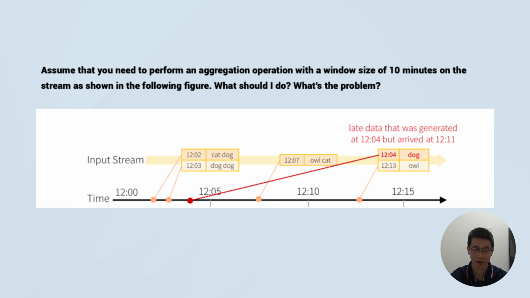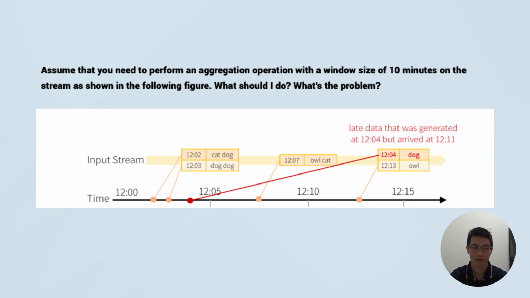After processing by 12:10, we receive data from 12:07, which also falls within the 12:00 to 12:10 window. In this window, owl appears once and cat appears twice. We update the state for dog as it appears again at 12:04. By 12:15, we perform another count. However, we encounter a red data point at 12:04, which should have arrived earlier. We need to deal with this delayed arrival. After processing by 12:15, we handle the delayed data from 12:04, and dog now has a total count of 4.